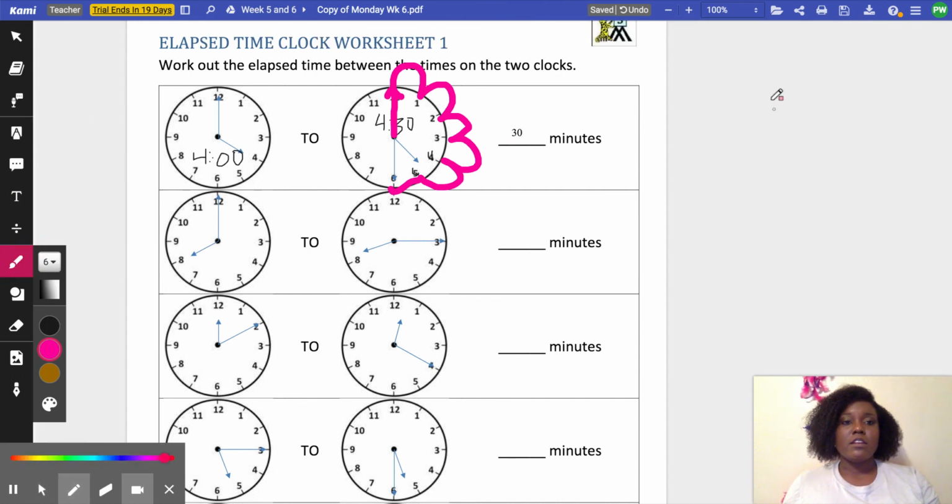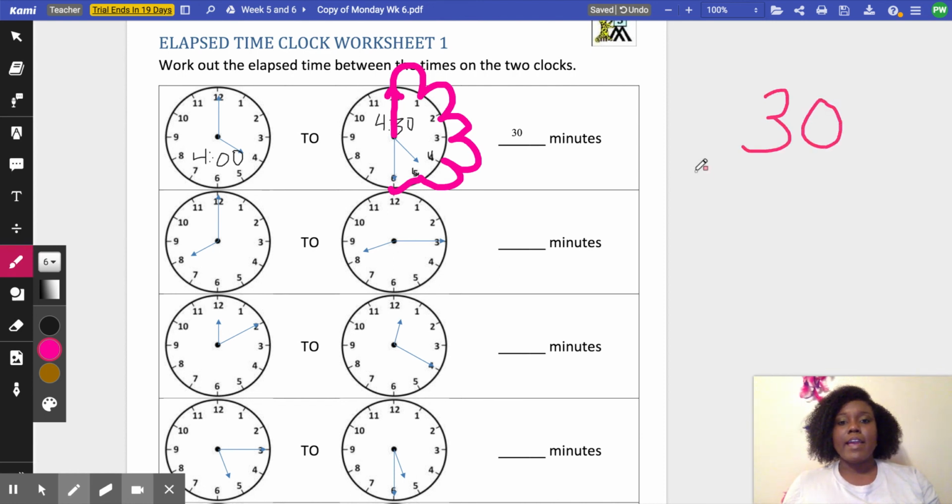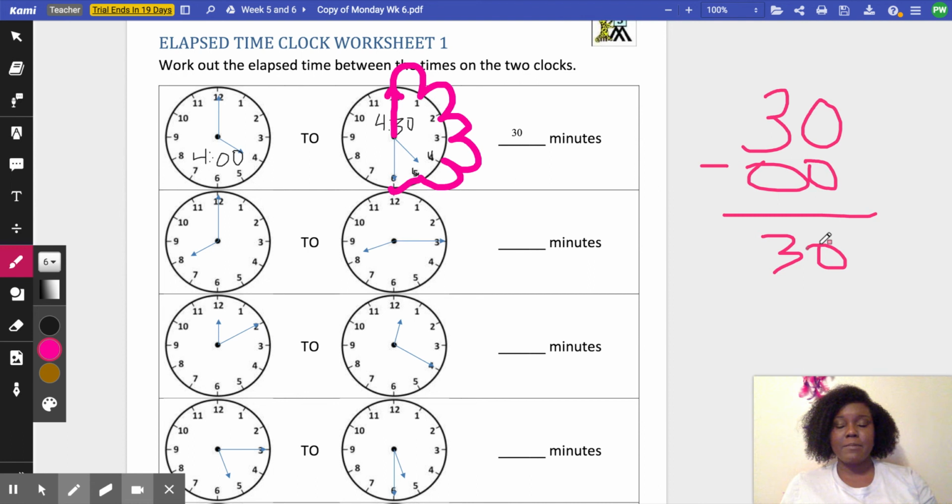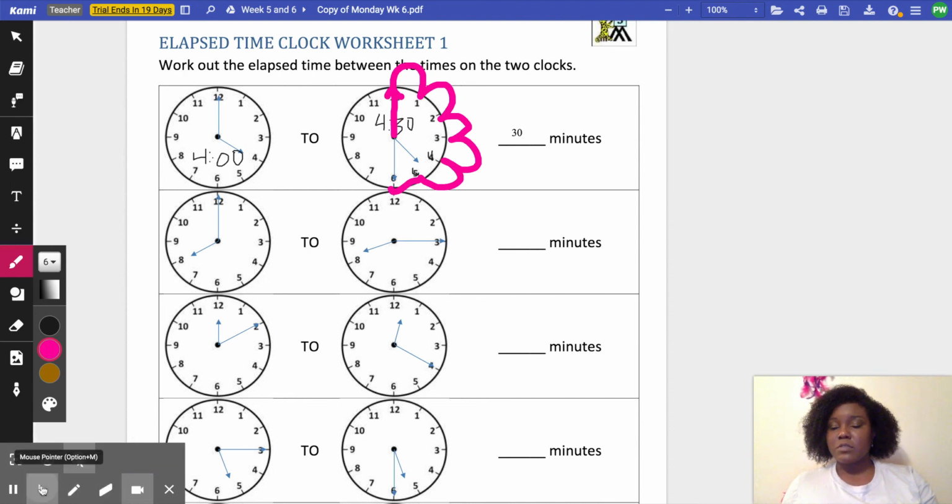Now, you're probably also saying, well, you can also do math to figure that out. Yes, you can. You can start with your largest time, which is 4:30. And since we're trying to figure out how many minutes, I'm just going to subtract my minutes. So 30 minutes take away, we have no minutes. And that leaves me with 30 minutes. Okay. All right, moving on to the next one.